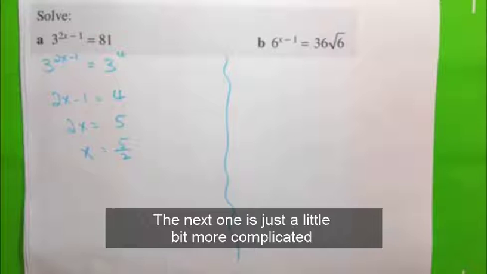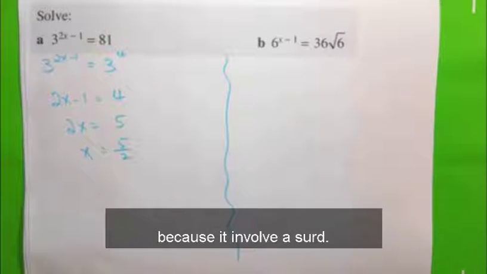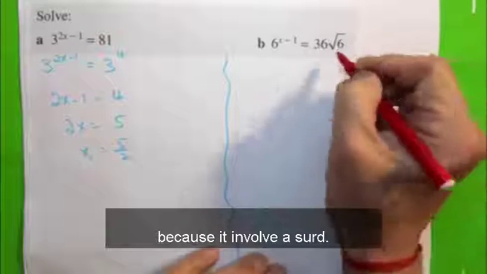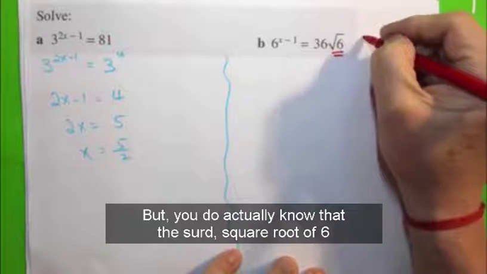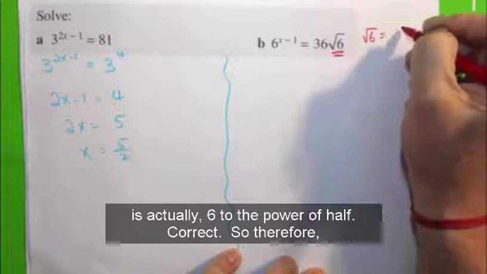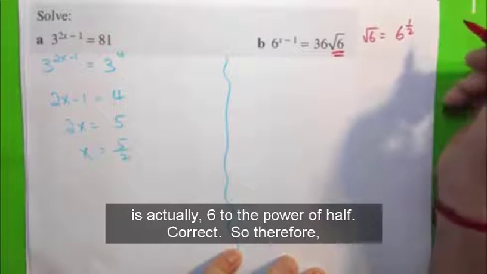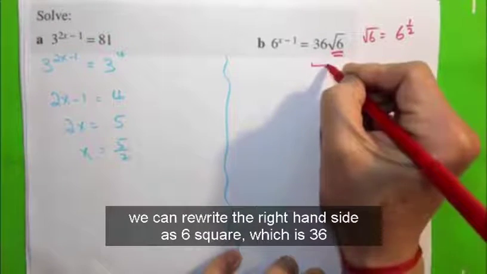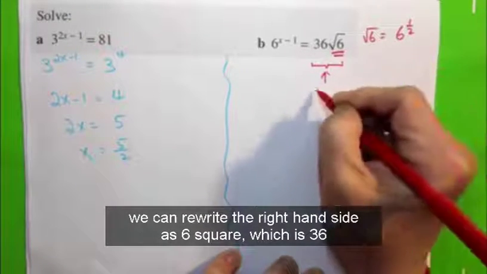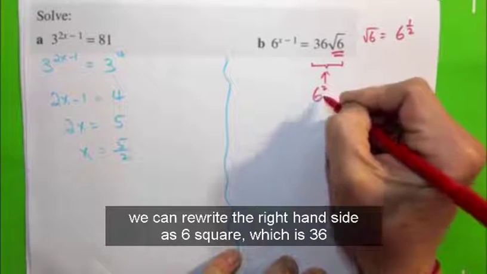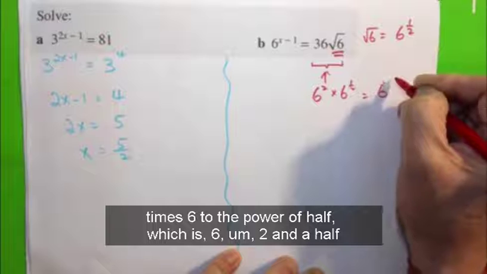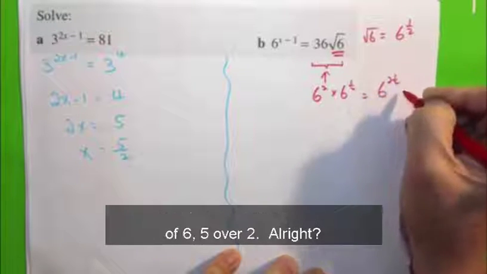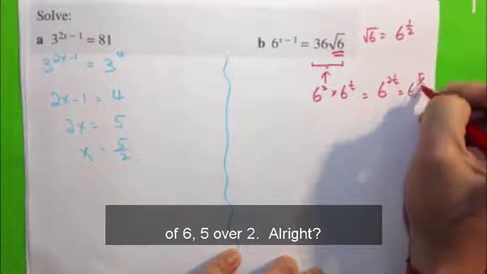The next one is just a little bit more complicated because it involves surds. But you do actually know that the square root of 6 is actually 6 to the power of half, correct? So therefore, we can rewrite the right hand side as 6 squared, which is 36, times 6 to the power of half, which is 6 to the power of 2.5, or 6 to the power of 5 over 2.